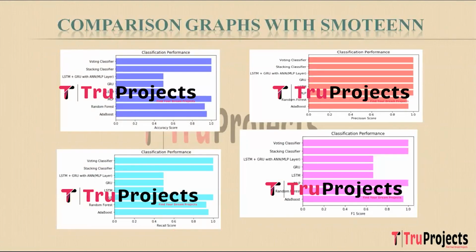And these are comparison graphs for models built using Smart ENN method, which deals with class imbalance. So the algorithm which is best performing will be used for predictions.